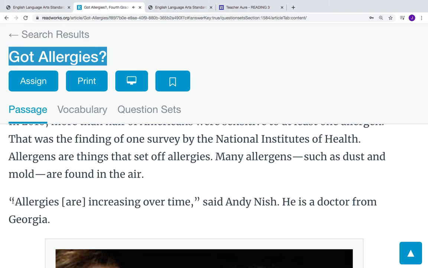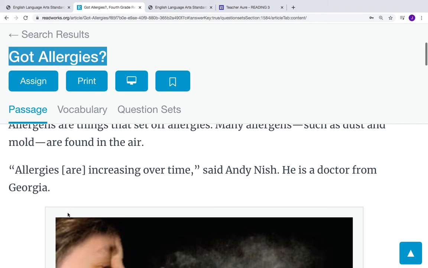So right here, the author uses quotations to quote an expert. So this is not what the author is saying. This is what Andy Nish said, who is a doctor from Georgia, that allergies are increasing. They're going up over time.